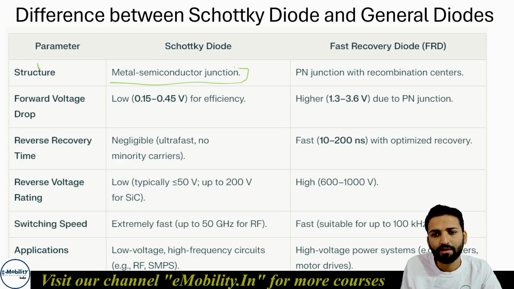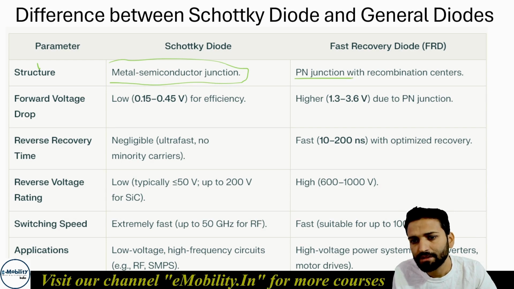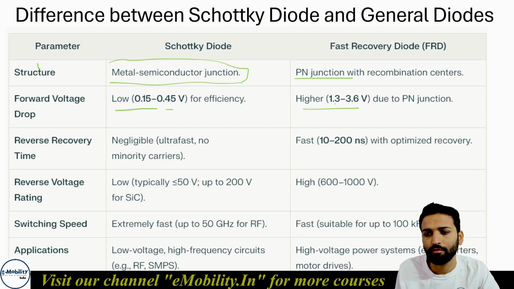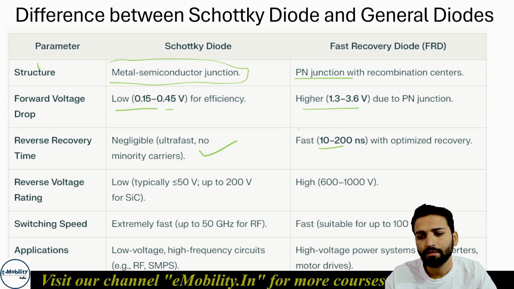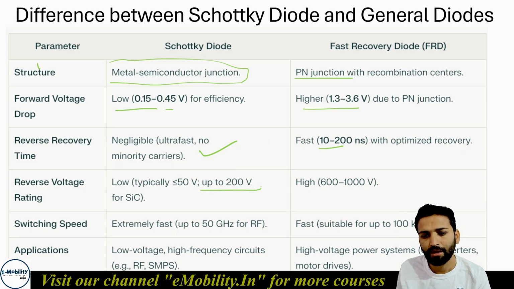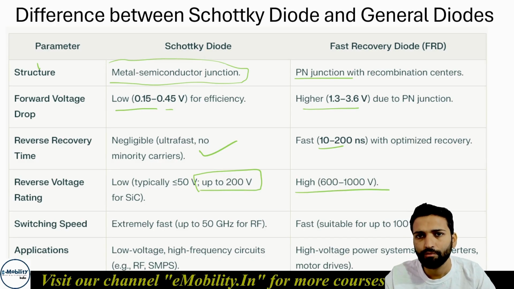A metal-semiconductor junction is there in the Schottky diode, while a PN junction is there in the fast recovery diode. Similarly, the forward voltage drop is very low in the Schottky diode, while it is more decent in the PN junction diode, 1.3 to 3.6 volt. Schottky diodes are ultra fast diodes, the quicker diodes, but they have a low voltage rating. They are up to only 200 volt, while the fast recovery diode can have a reverse blocking voltage up to 1000 volt.